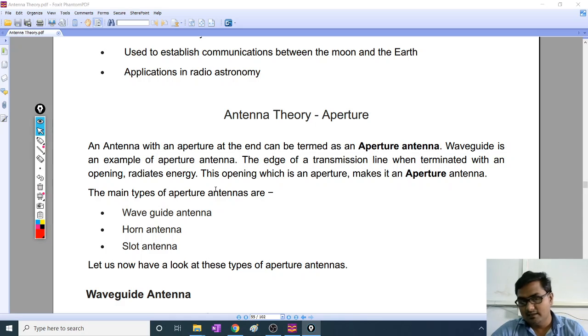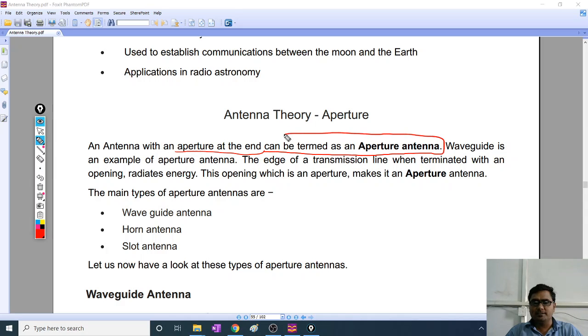So the antenna which has a surface area, receiving and radiating the signal, we can call an aperture antenna. Look at the definition: an antenna with an aperture at the end. For example, if you consider a two-wire transmission line, and somewhere at the end there is an area, then that area formed along with the transmission line is called an aperture antenna.